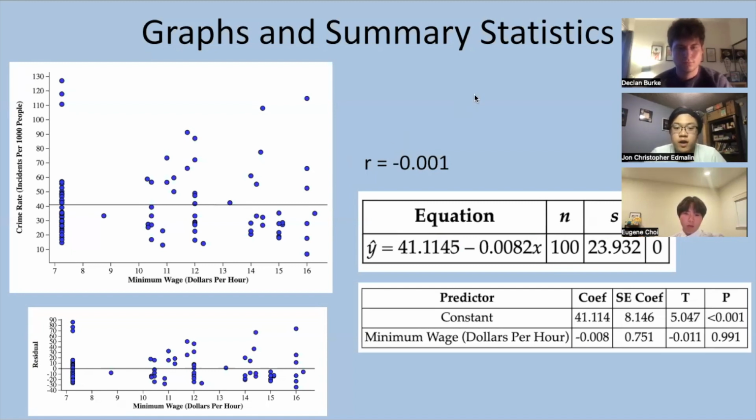Our equation is y is equal to 41.1145 minus 0.0082x, which means our y-intercept, assuming minimum wage was equal to 0, was 41.1145. That's a predicted crime rate. And our slope was negative 0.0082. So assuming that minimum wage went up 1, crime rate would go down by 0.0082. And our p-value for this slope was actually 0.991, and our test statistic is negative 0.011.